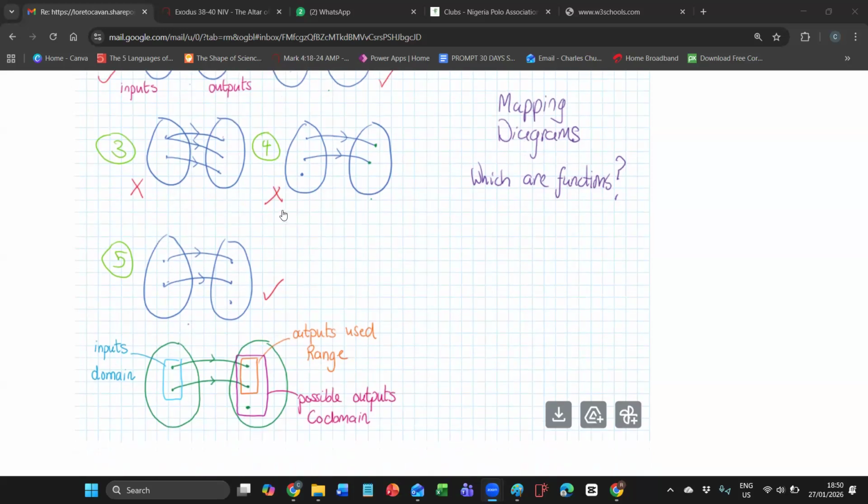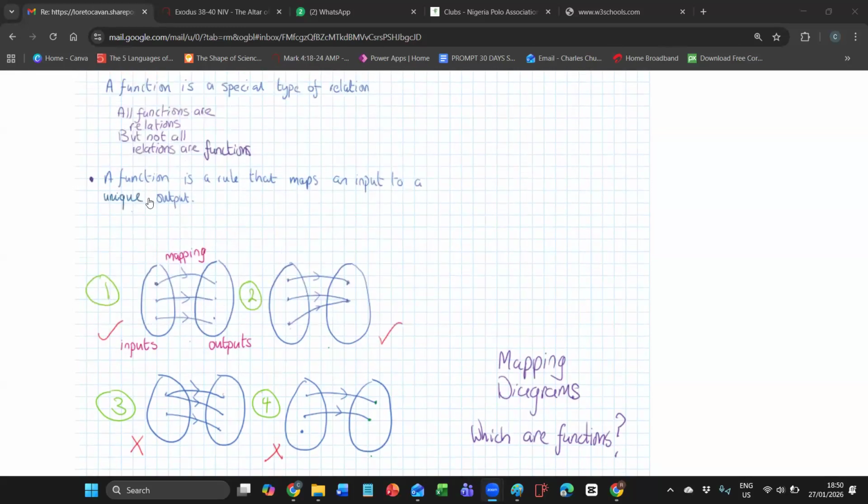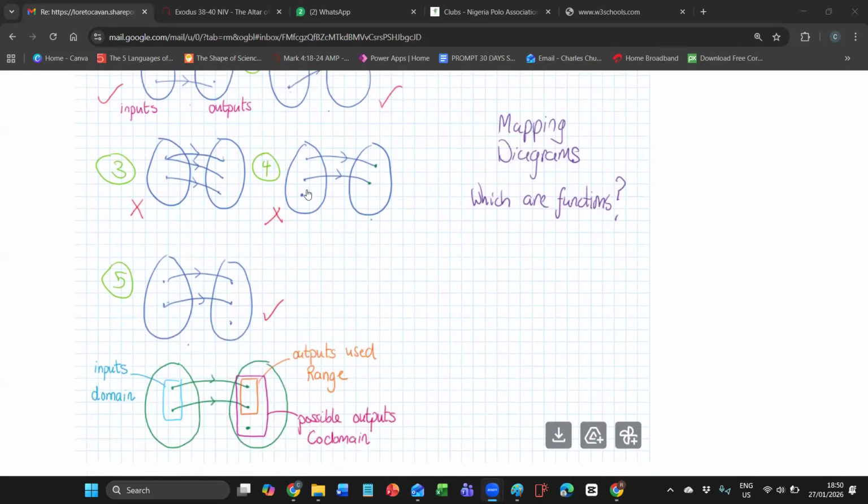The problem with number 4 is that it leaves out some input. Again, look at the definition. A function is a rule that maps an input to a unique output. So that's why you can see one of the inputs is left. Okay. Now, on the other hand, look at number 5.